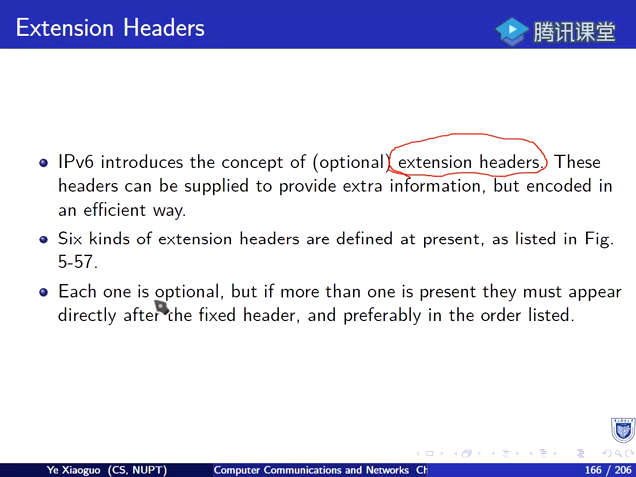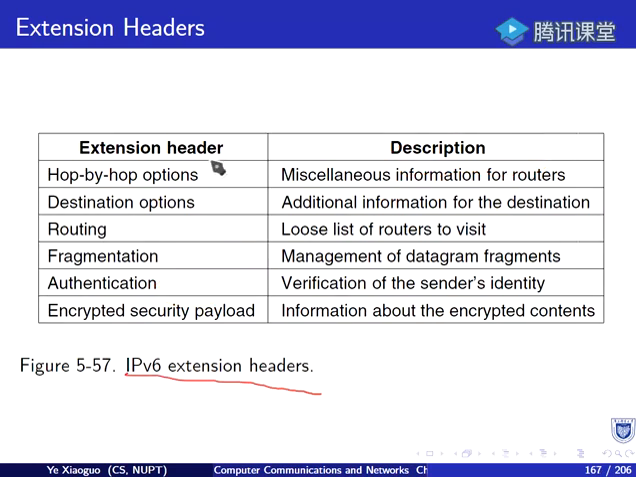Each one is optional. But if more than one is present, they must appear directly after the fixed header, and preferably in the order listed. So in the order from the hop-by-hop to the authentication and encrypted security payload.